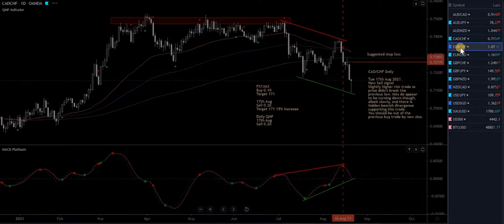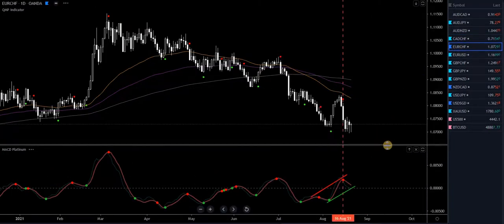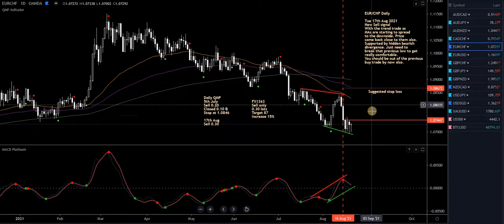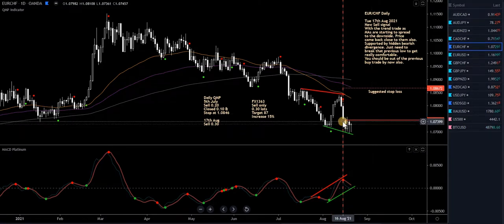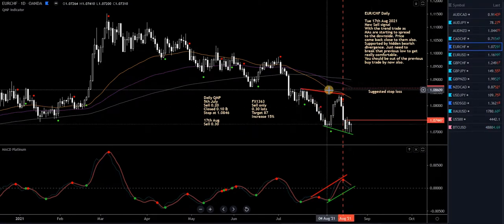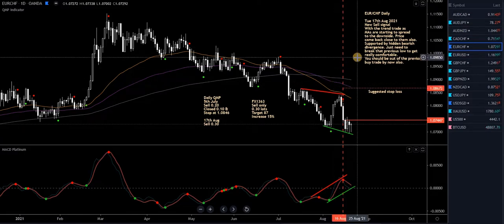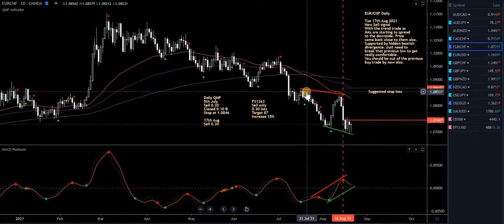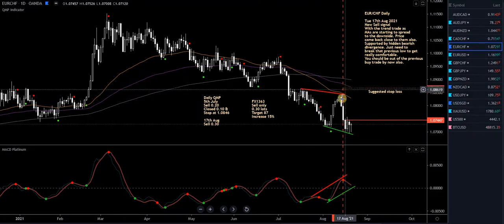Euro Swiss. Sell trade somewhere if it comes up. And here's a sell trade. So it's a sell trade here. Again, hidden bearish divergence. Again, read the notes, I sound like a broken record. Haven't moved the stop yet.